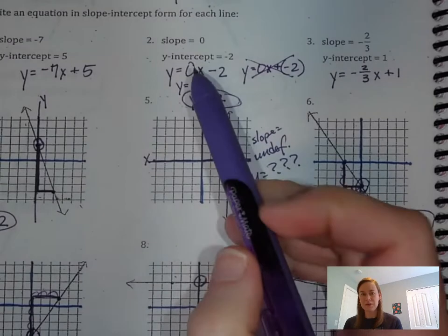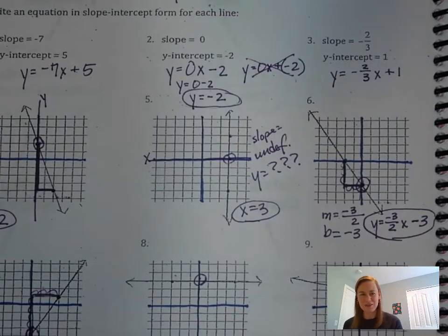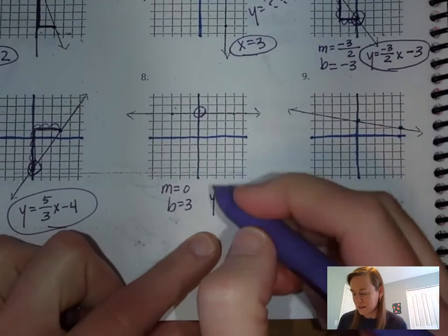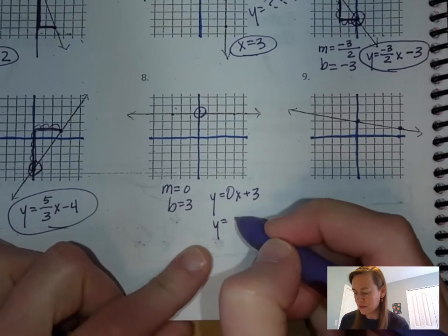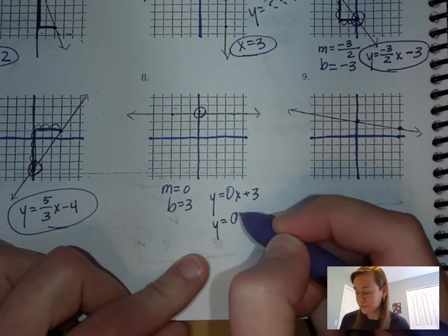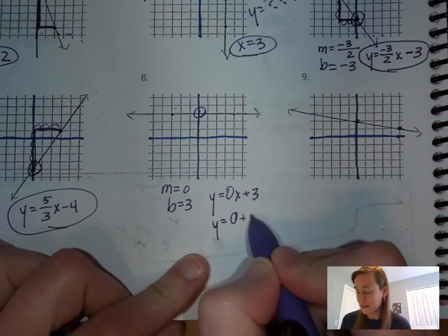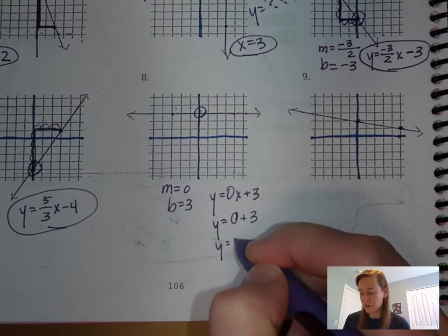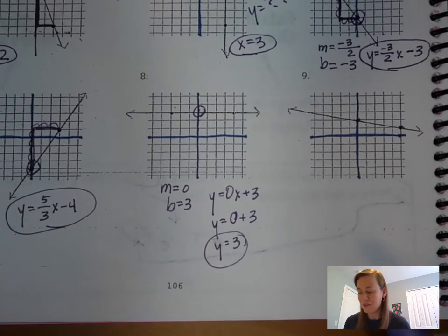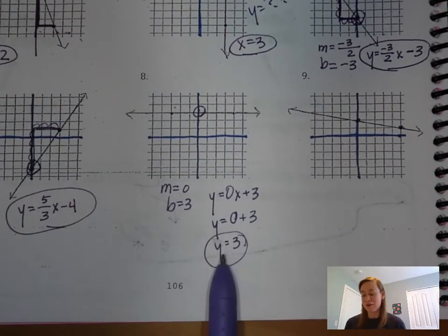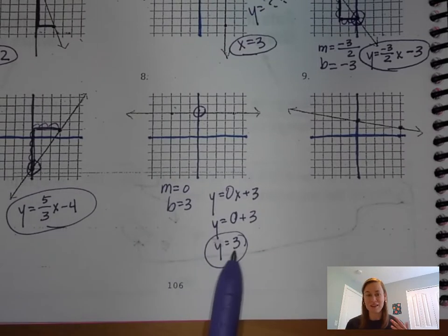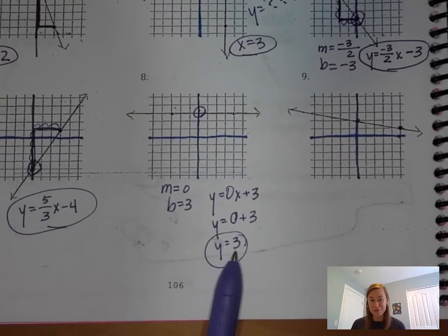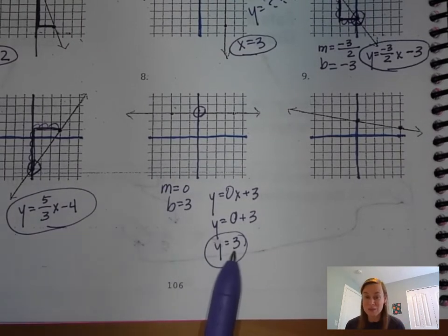Now that's kind of like the one up above, right? You had 0x and then you have to simplify it. All right, let's simplify it. y equals, well, 0 times x equals 0, plus 3, because 0 times anything equals 0, right? And then 0 plus 3 is just going to equal 3. So all of a sudden we get a different looking formula. We just have y equals 3. Is that right? It doesn't really look like slope-intercept form anymore, but it is right.